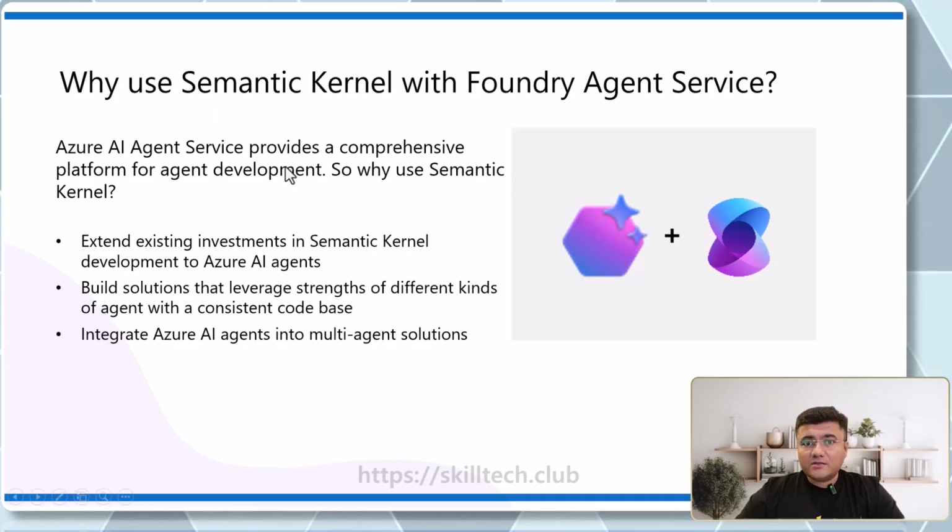Your Azure AI Agent Service, which we have available in the Azure AI Foundry portal, is a comprehensive platform for agent development. It's actually created for that purpose only. So why are we going to use semantic kernel with that? Because it's going to extend the existing investment in semantic kernel development to Azure AI agents. It's going to build solutions that leverage the strengths of different kinds of agents with a consistent code base. And it's also going to help you integrate Azure AI agents into a multi-agent solution. We are going to see how we can create a multi-agent solution and how we can orchestrate multiple agents in the coming labs.